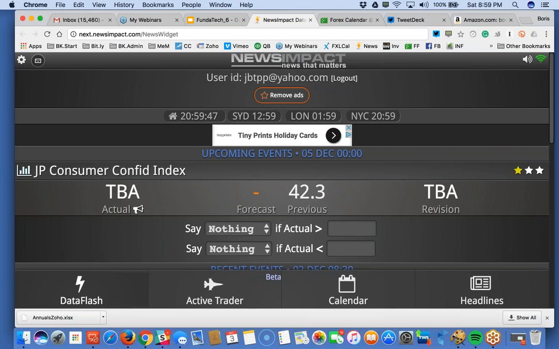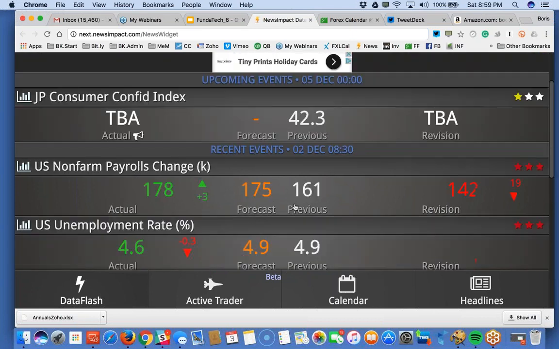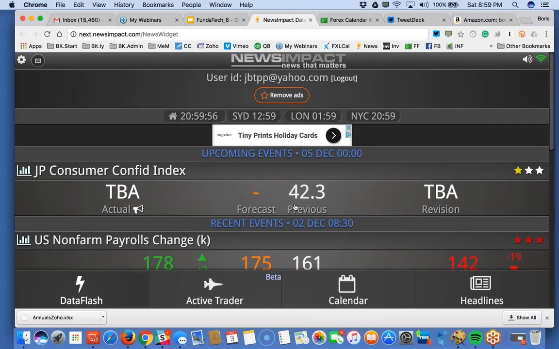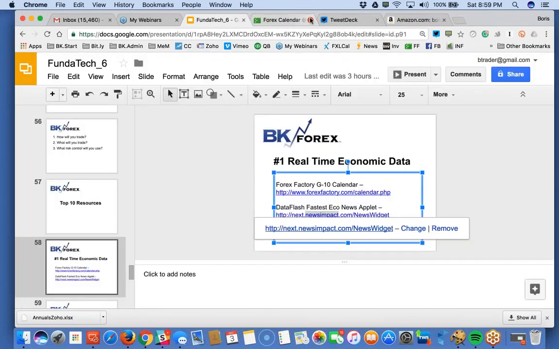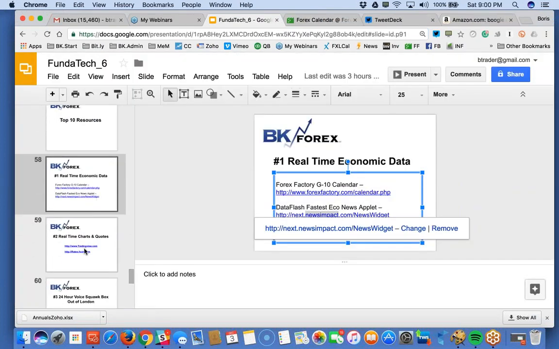So if you want instant access to G10 economic releases, they're here. It's all over here. It tells you everything you need to know instantaneously. It's a great little tool for instant news access, right?